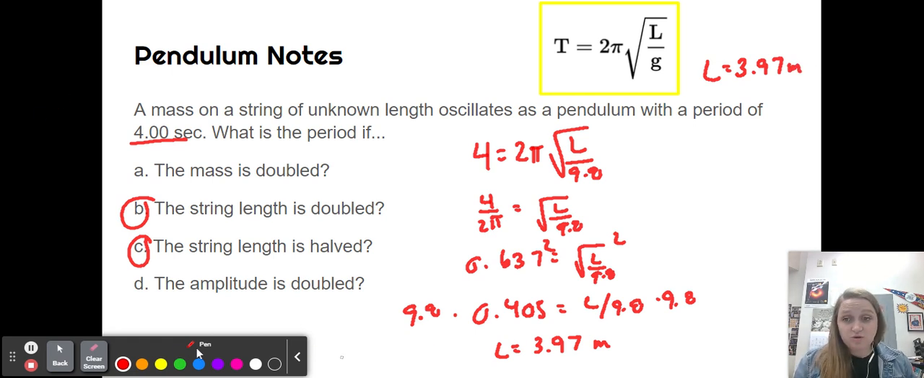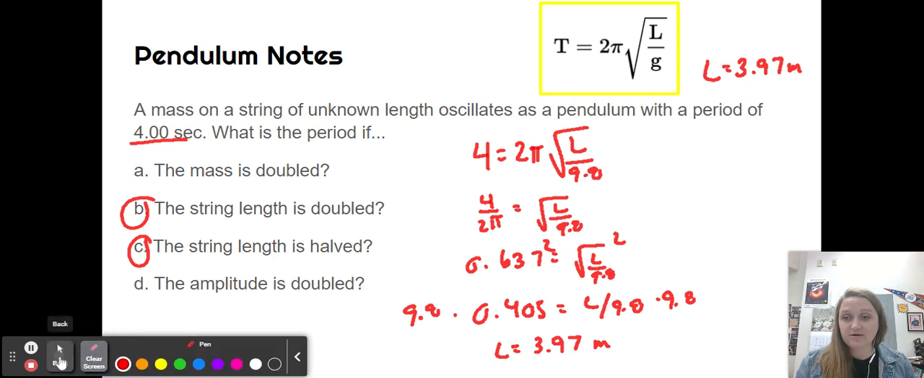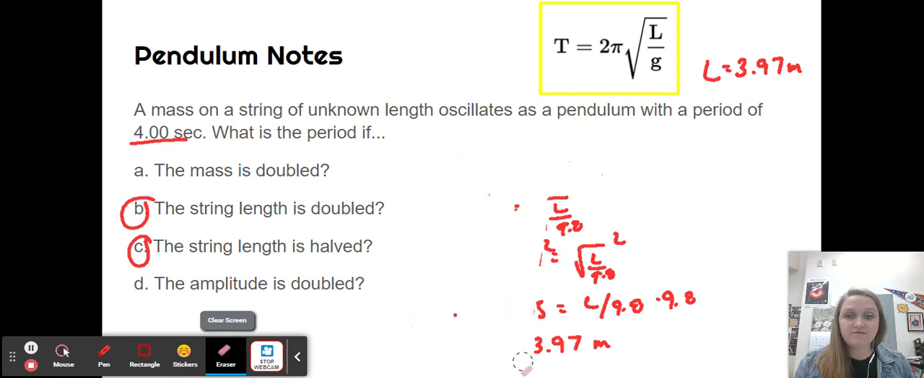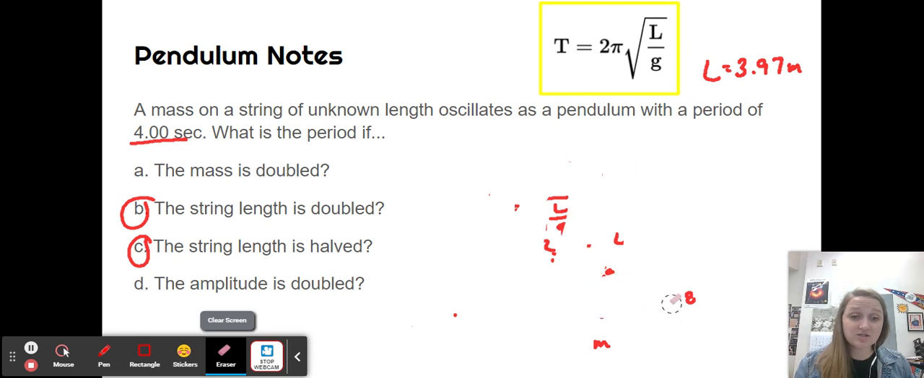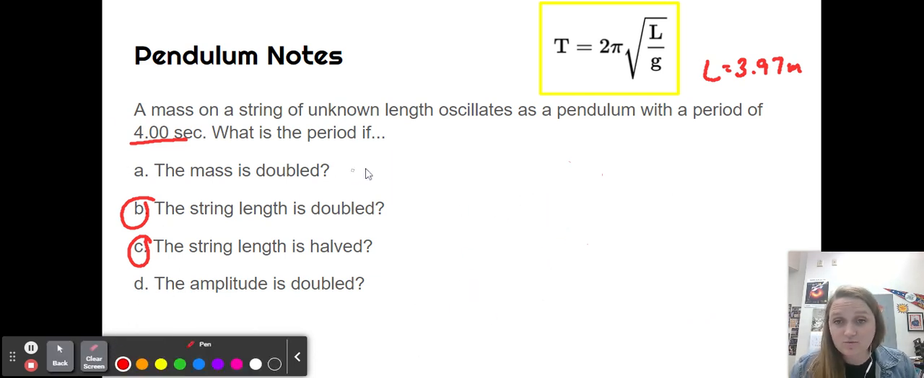So what I want to do, I'm going to erase some of my work. I'm going to clear everything. I want to use this 3.97 and say, okay, if I double this, what's actually going to happen to my period? And then we can say if we halve it, because in our original answer, we said that this one was going to be square root of 2T, and this one's going to be square root of 1/2 T.